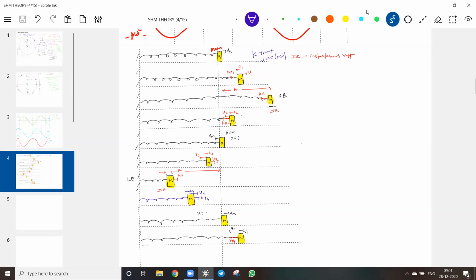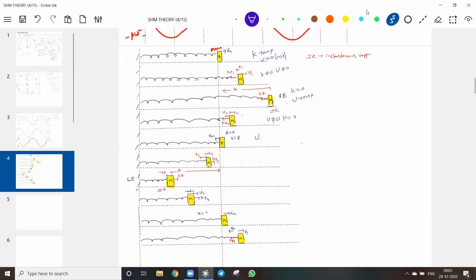Okay, come to this one. What about here? It has kinetic energy and also potential energy. Will I agree? Both are non-zero. What about here? Instantaneous rest, IR. IR means instantaneous rest. So what does instantaneous rest mean? Kinetic energy will be zero and potential energy will be maximum. What about here? Both are non-zero.